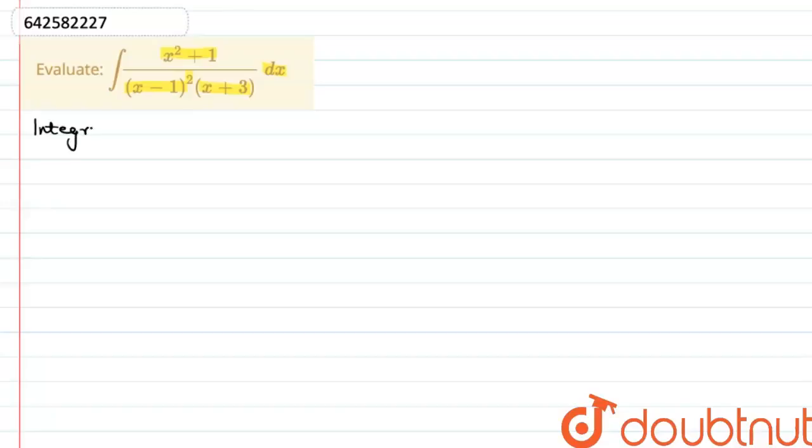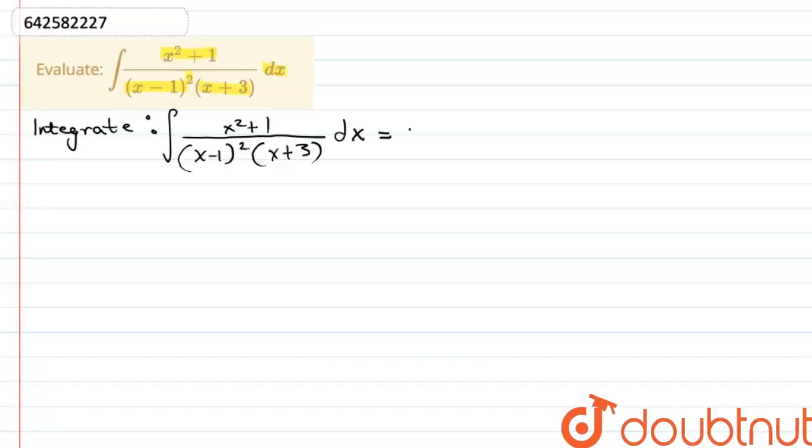We are supposed to integrate the function (x squared plus 1) divided by (x minus 1) the whole square times (x plus 3) with respect to the variable x. Let us call this integral I. The first thing we can do is separate this integrand using partial fractions.